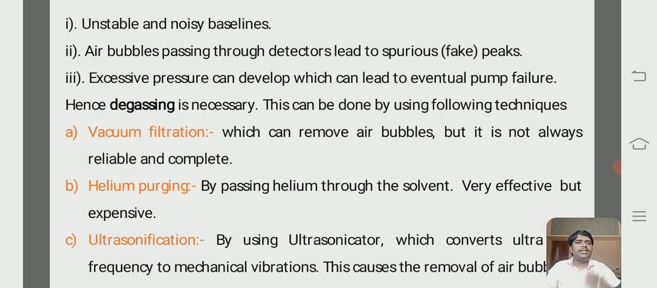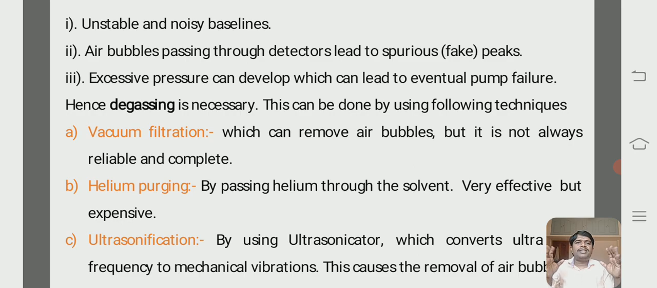An unstable and noisy baseline may occur because of the air bubbles in the process. Air bubbles passing through the detector lead to spurious peaks, or fake peaks. And the next one, excessive pressure can develop, which can lead to eventual pump failure.